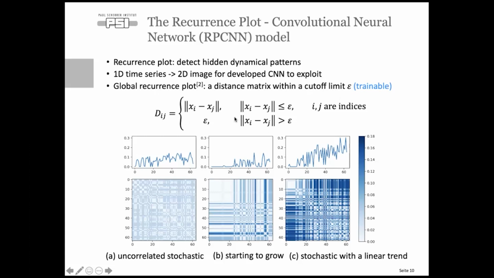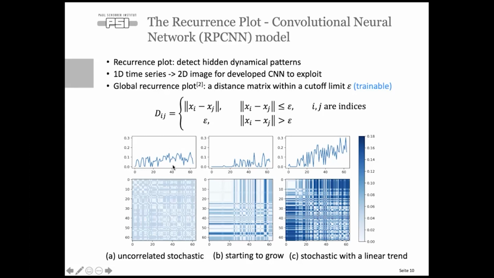We choose the so-called global recurrence plot, which is a rather simple version of it. It is just a distance matrix within the cutoff limit epsilon, and this epsilon is also a trainable parameter inside our model. As you can see, Dij is just the distance between xi and xj, where i and j are two timestamps inside our time series. And here I show you three examples of the recurrence plot.